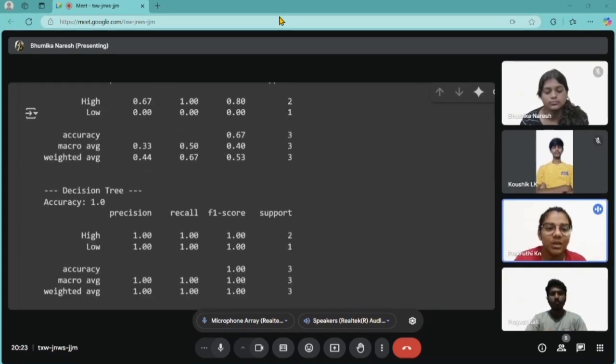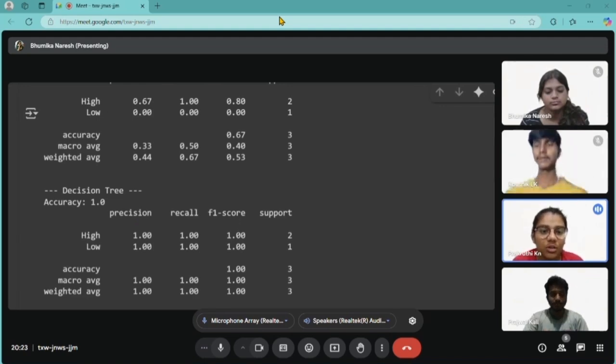Hello everyone. Now I am going to explain the model evaluation. How did they perform? The models were tested using accuracy, the percentage of correctly predicted spending categories; precision, of customers predicted as high, how many actually were; recall, of all actual high spenders, how many were correctly predicted; and F1 score, a balance between precision and recall.